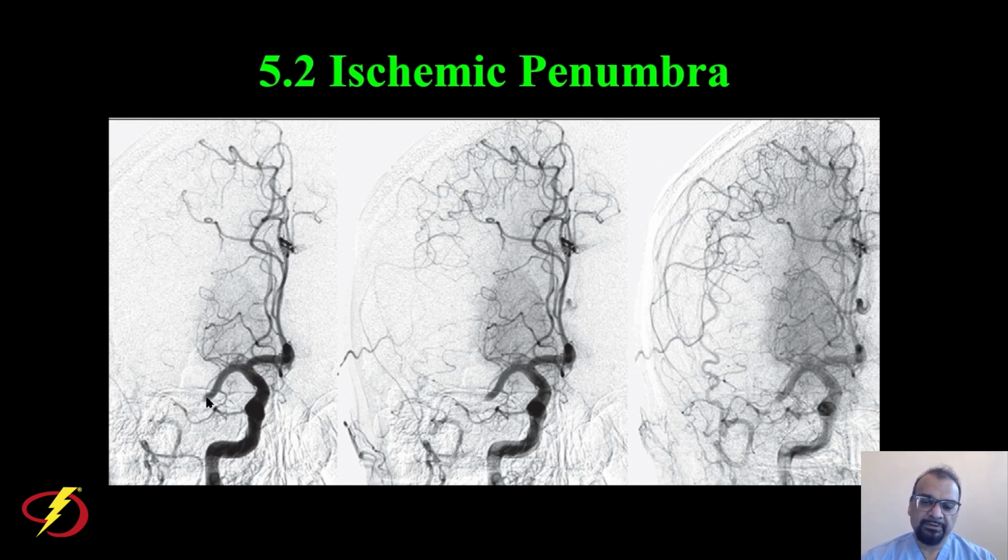Here's yet another example. This is an occluded right MCA M1 segment. We could see this collateral flow coming down the anterior cerebral artery into the distal right middle cerebral artery distributions.